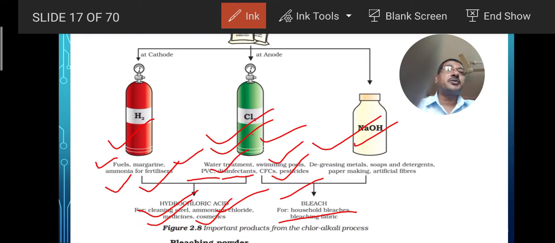What is the use of sodium hydroxide? Sodium hydroxide is used in degreasing of metals. It is used in the manufacturing of soaps and detergents. It is used in making paper, which means it is used in paper industries. It is also used in making artificial fibers. So these are the different uses of hydrogen gas, chlorine gas and sodium hydroxide.